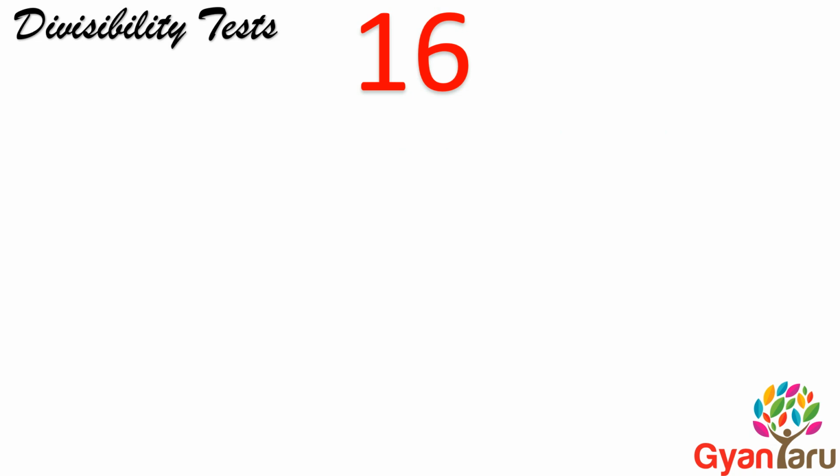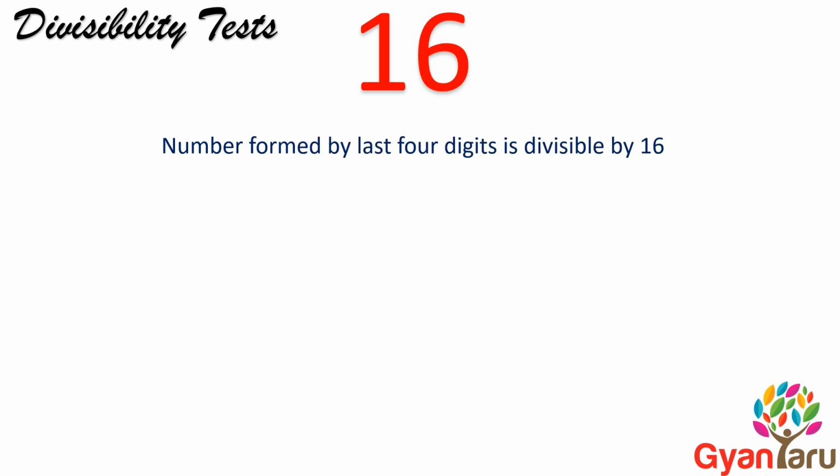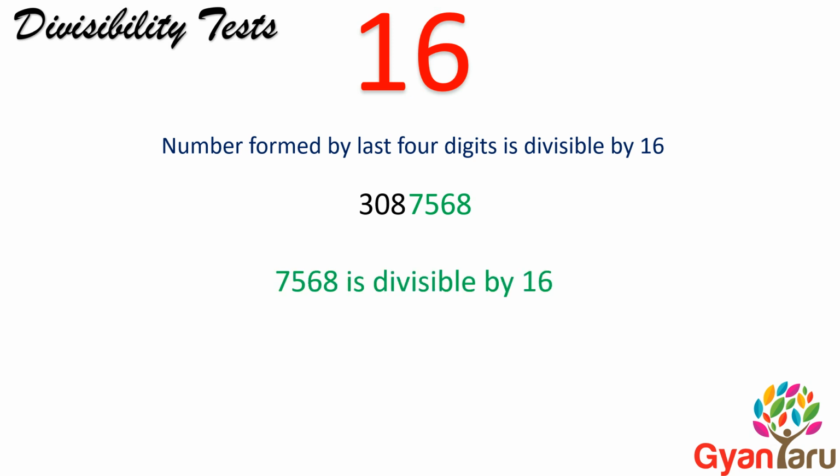Divisibility test of 16. If the number formed by the last 4 digits is divisible by 16, the number is divisible by 16. For example, the last 4 digits are 7568 and 7568 is divisible by 16. So the number is divisible by 16.